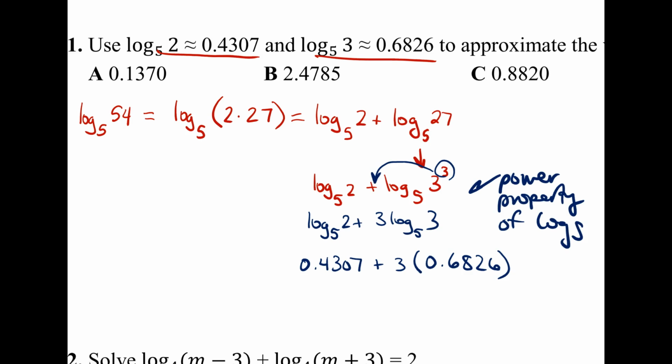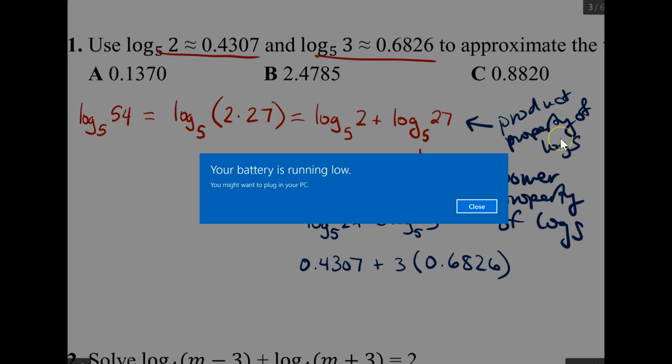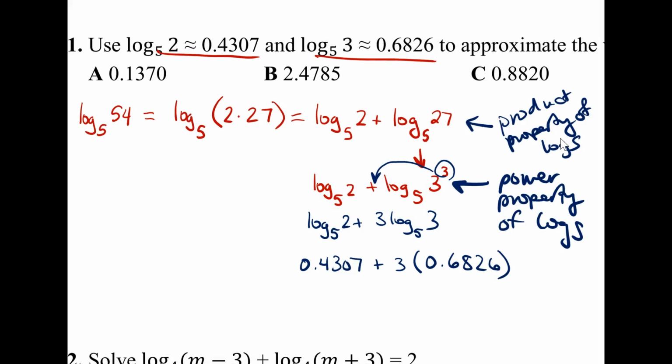This is the power property of logs, moving the exponent here. This is the product property of logs. You just add them. Then you add them. So what would that be equal to?